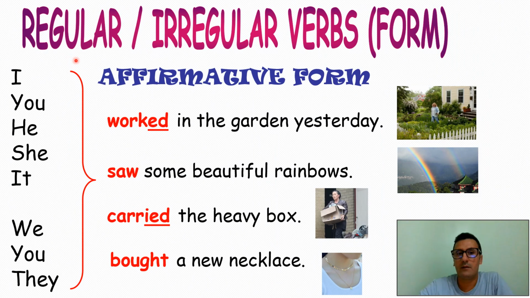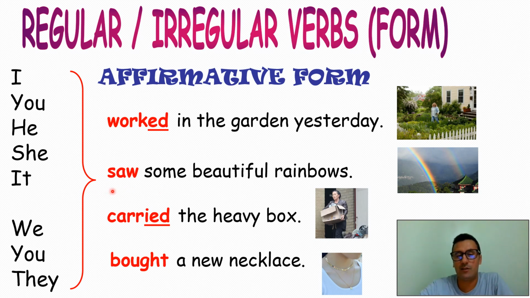Alors, regular, irregular verbs form. I, you, he, she, it. We, you, they. Pour le cas de verbe to work, c'est worked. Par exemple, on dit I worked in the garden yesterday. J'ai travaillé dans le jardin hier. You worked in the garden yesterday. Ainsi de suite. Le verbe to see, à l'infinitif, c'est to see.